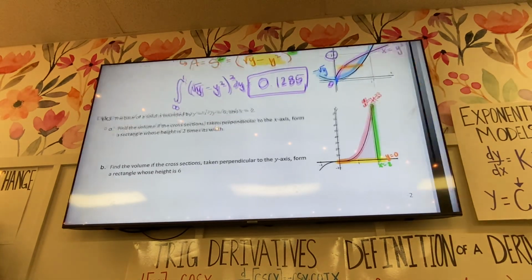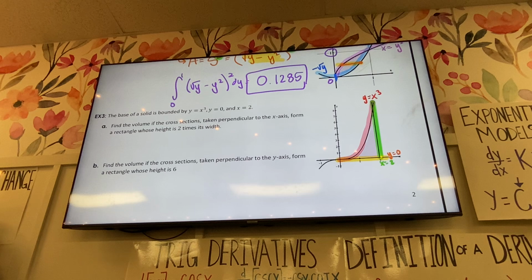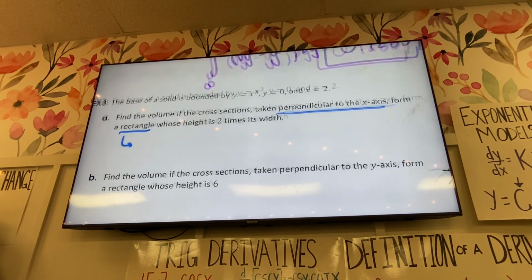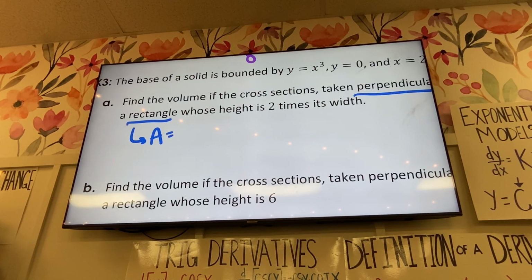Now on letter A, it says find the volume of the cross sections taken perpendicular to the x-axis. So are we in terms of x or in terms of y? X. Terms of x. And what kind of shape do I have? Rectangle. I've got a rectangle. All right, so I know I'm going to be in terms of x, and I've got a rectangle. What is the area of a rectangle? Length times width. I'm going to use height times width just because that's what they use, because they're telling me stuff about the height and the width.